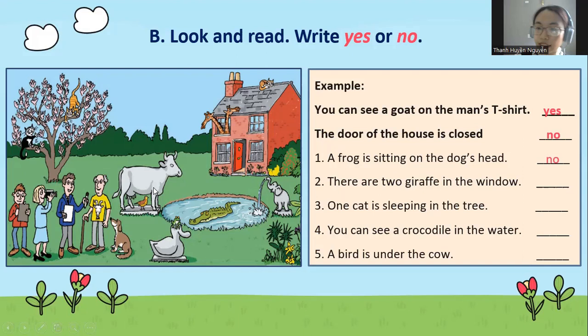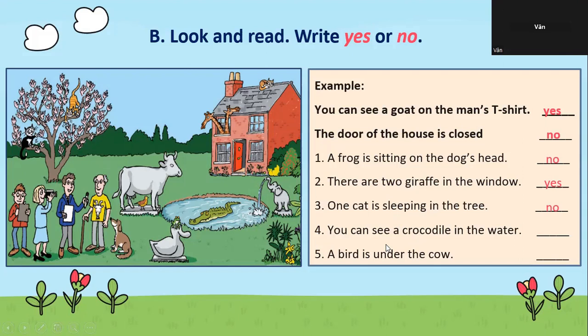Okay, are you ready? Yes. So it's time for the answers. Number two. Yes, this is the correct answer. Number three, no. Okay. The sentence is: one cat is sleeping in the tree. Where is the tree? It is on the left of the picture. Oh, on the left, right? So this cat is not sleeping, right? Okay. And number four.